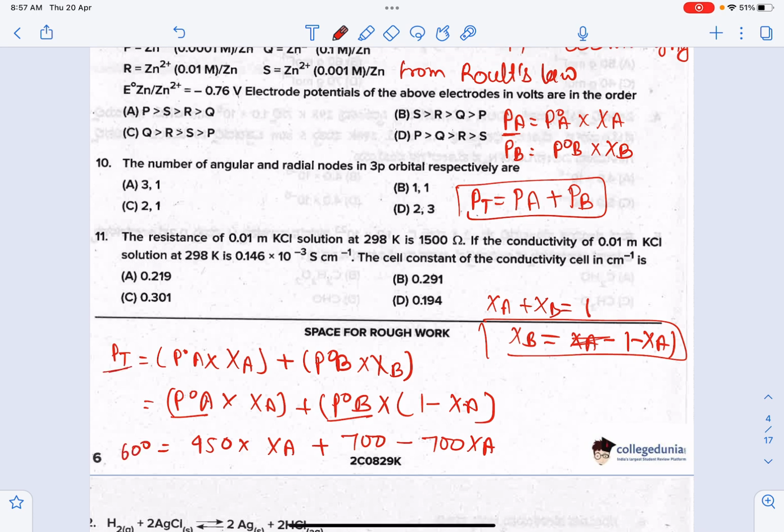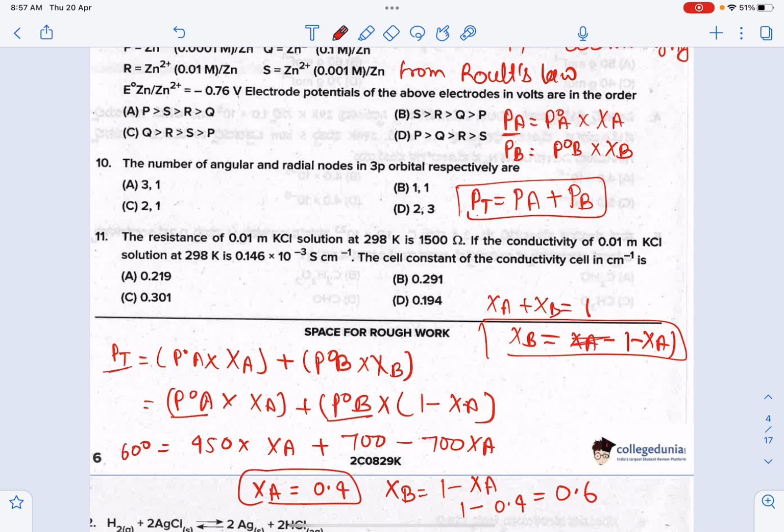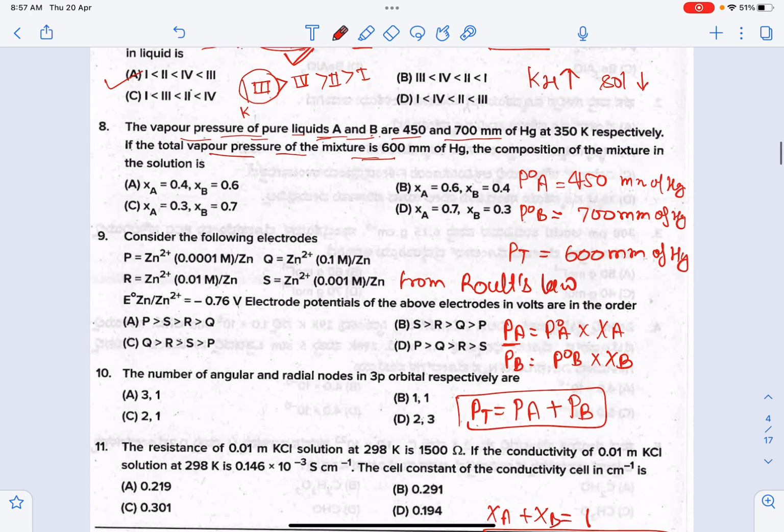Now when you solve this, you will find the value of XA. It will be equal to 0.4. Now from the formula, you will also get the value of XB, which is 1 minus XA, that is 1 minus 0.4, and the answer will be 0.6. That means the value of XB will be 0.6 and XA will be 0.4. So our correct answer will be option A. XA is 0.4 and XB is 0.6.